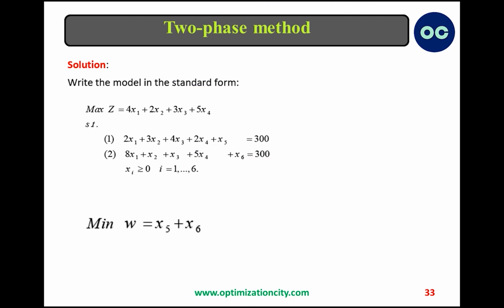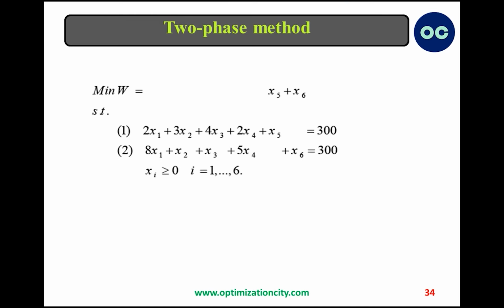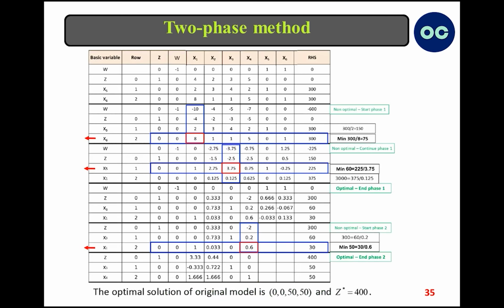Next, in the two-phase method, we solve the model that minimizes the objective function W, which is the summation of the artificial variables x5 plus x6, subject to the constraints of the original model. Essentially, we are trying to optimize the following model. In phase 1, you can solve the above model and the original model simultaneously by entering the objective function w for phase 1 and z for the original model in the same simplex table as follows.